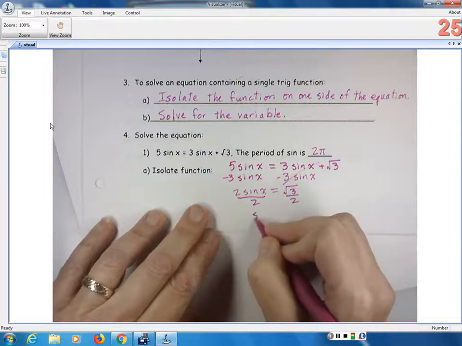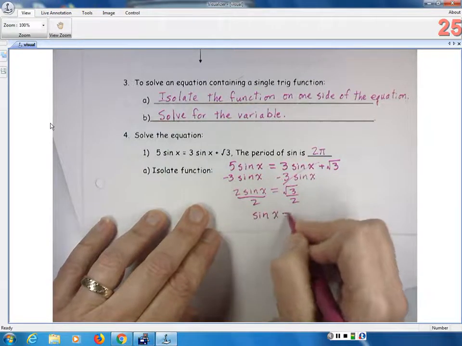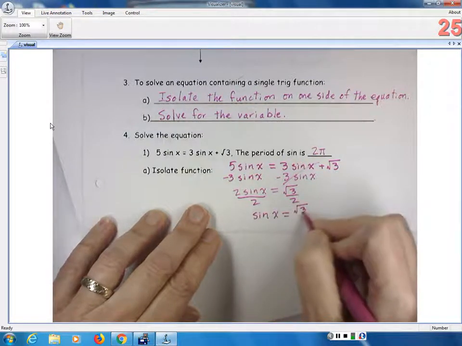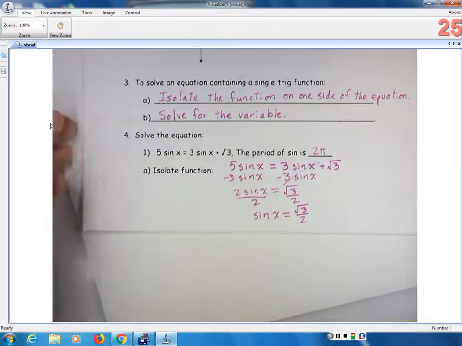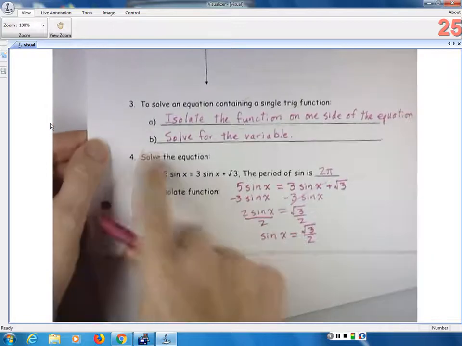So sine x equals the square root of 3 over 2. Now, would you take that further and say pi over 3? Yeah, we're going to do that on the next slide. And we have to find all the values, not just pi over 3. We have to find all the values where this is true. On the next page, we're going to do part B.